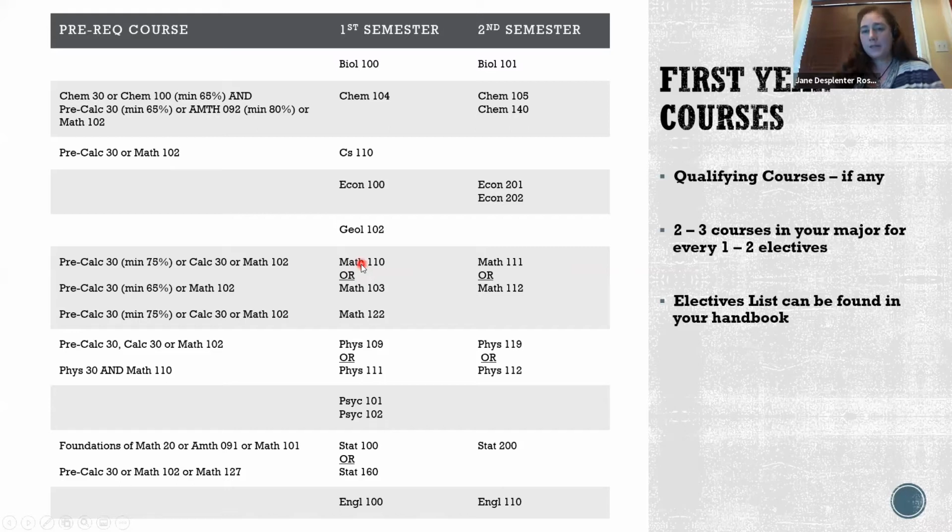In some cases, not all, but biology is a good example of this, you might have the option of taking Math 103 followed by Math 112. So that's an applied calculus route, in which case you can do either Math 110 and 111 or Math 103 and Math 112. Math 103 requires Pre-Calc 30 with a 65 or completion of Math 102. So again, these are the calculus courses. You will need at least 2. Which one, depending on your program.